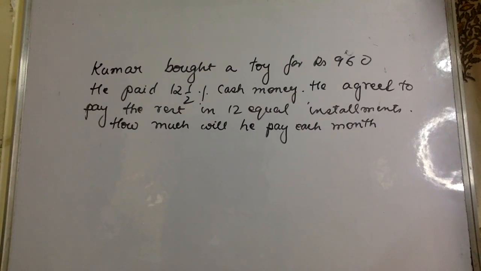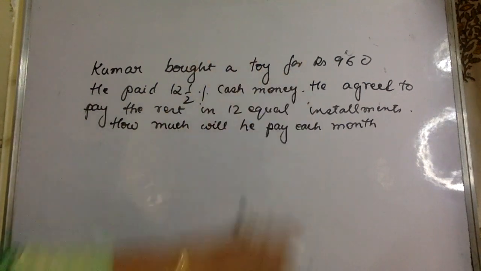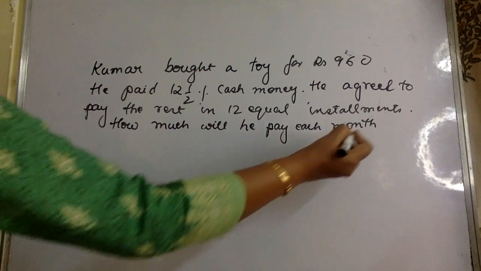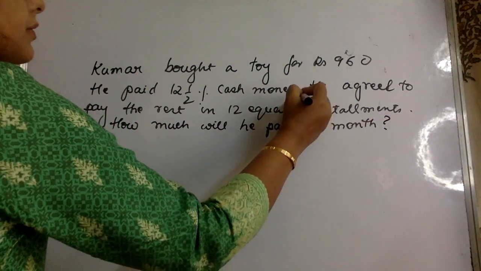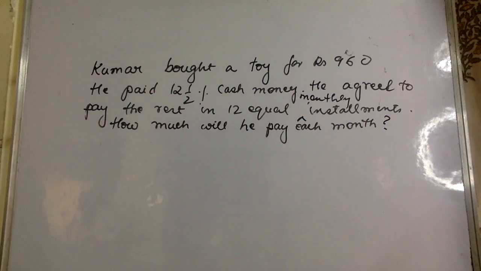So here is a question. Kumar bought a toy for Rs 960. He paid 12.5% in cash. He agreed to pay the rest in 12 equal installments. How much will he pay each month? These are 12 equal monthly installments. How much will he pay each month?